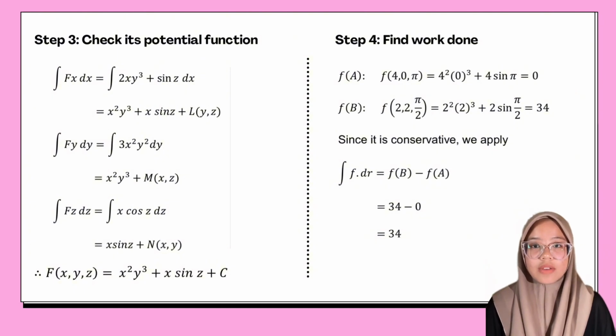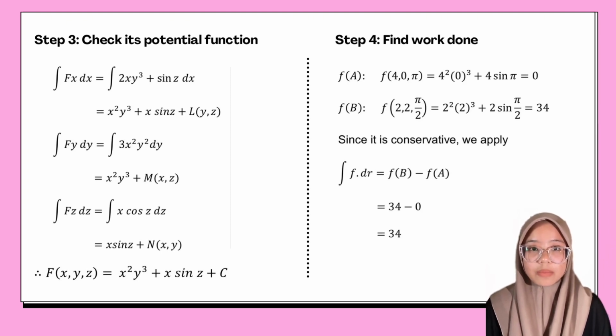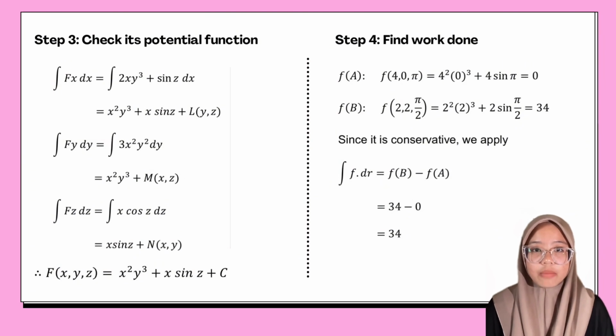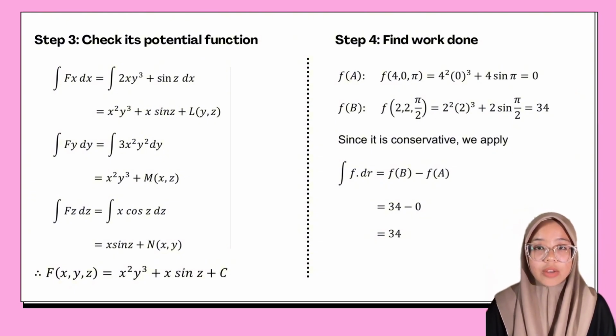So we need to integrate fx dx, integrate fy dy and integrate fz dz, and got f(x,y,z) equal to x squared y cubed plus x sin z plus z. And last, to find the work done, we can use independent of path, as it follows the fundamental theorem. There is a point A and B that we compute from substitution of the points that the object is moving into its potential function. So we apply the integral of F dot dr equal to f(B) minus f(A). Since f(B) equal to 34 and f(A) equal to 0, we get the work done is equal to 34.